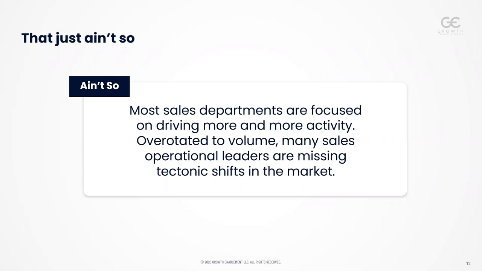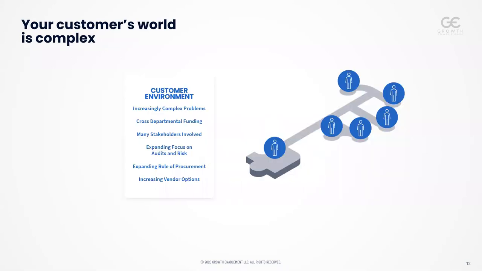What's interesting is we're going to make a case in this webinar that the shift of buyers demands more value, less volume, more value, and we're not doing enough of that. So essentially what we're arguing is that the whole idea of productivity being about activity and time is over-rotated to volume, and that they're missing the tectonic shifts in the marketplace. So let's pay that argument out in a second here.